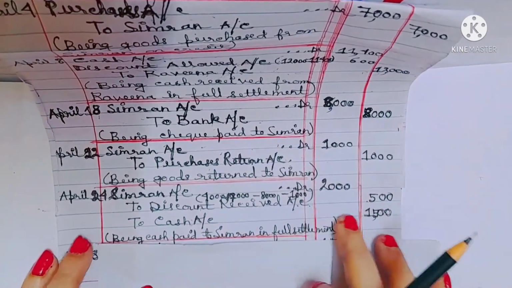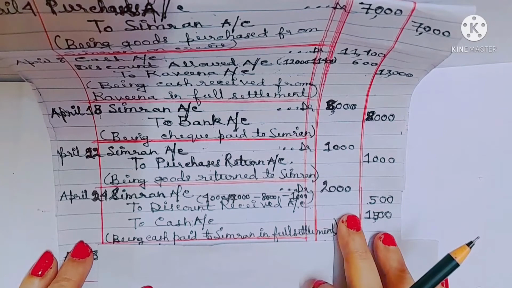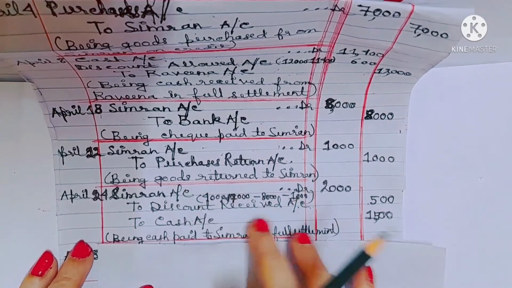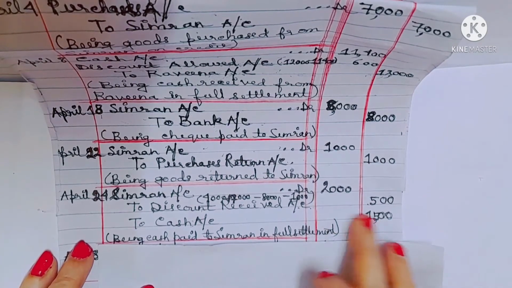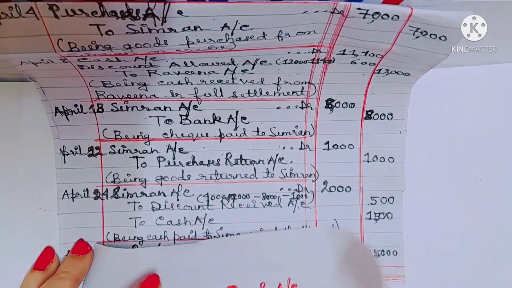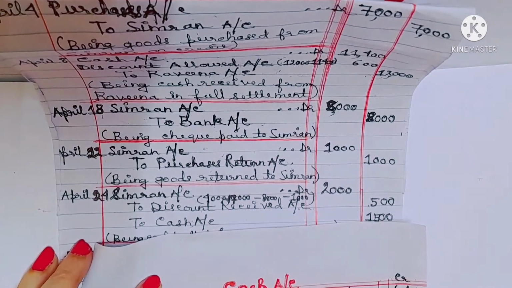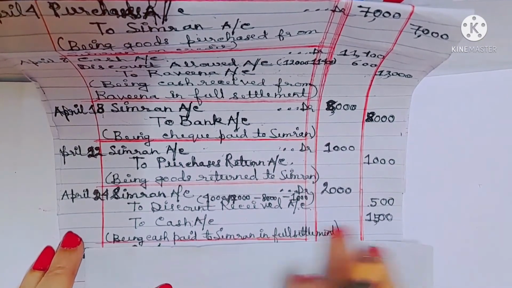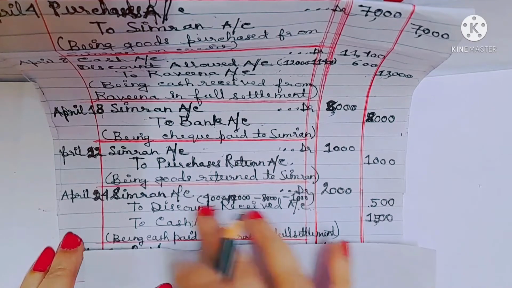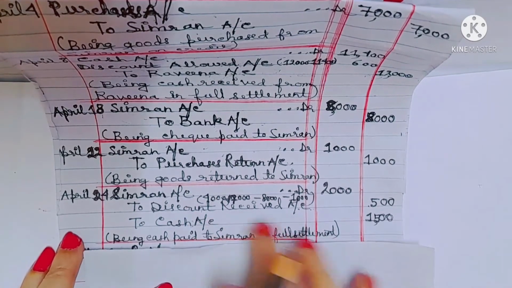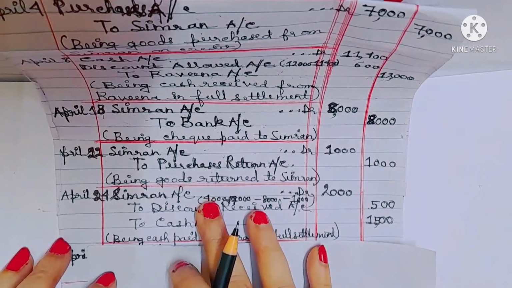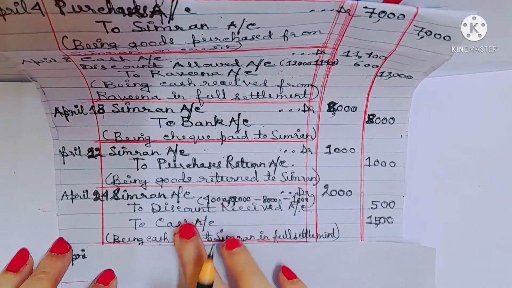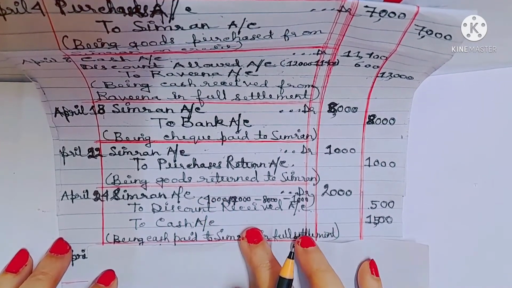What is the position of cash account? Since cash account is on the credit side, Simran account will also appear on the credit side and the amount will be 1,500, not 2,000. Since we are preparing cash account, we are not preparing Simran account now. So by Simran account, what will be the amount? The amount will be 1,500 since we are preparing cash account. We are recording the transaction of cash, not Simran. So by Simran account, how much? 1,500. We have recorded Simran. We have recorded discount received account also. We have recorded cash account also.